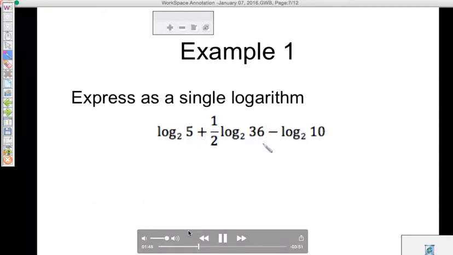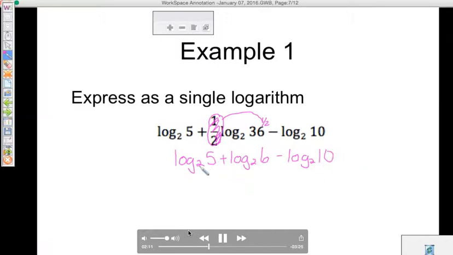So the first thing we're going to do is we're going to write this as a single log, so we have to condense it. So we'll use those properties. We got adding, subtracting, and this number out in front. Well, we're going to take care of that first. So that's to the 1/2 power. Well, we know 36 to the 1/2 is 6. So log base 2 of 5, log base 2 of 6.